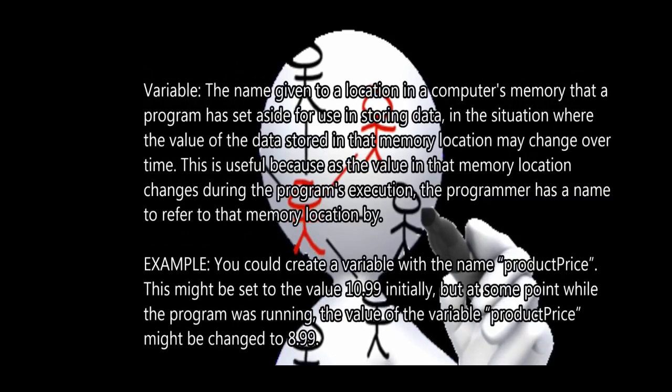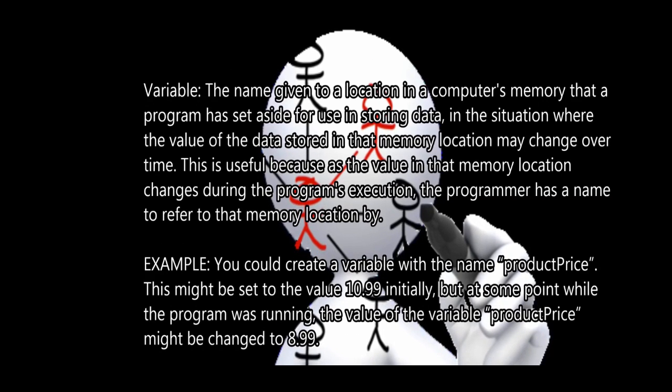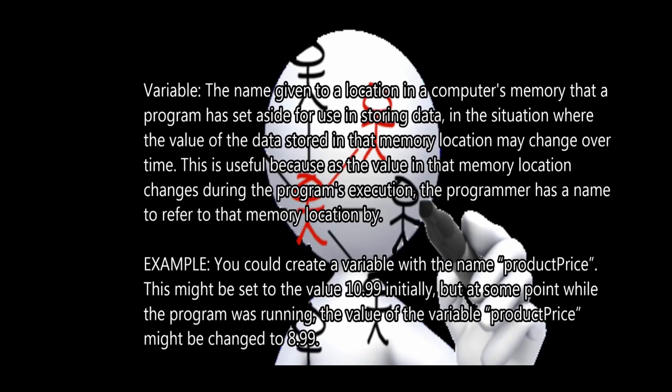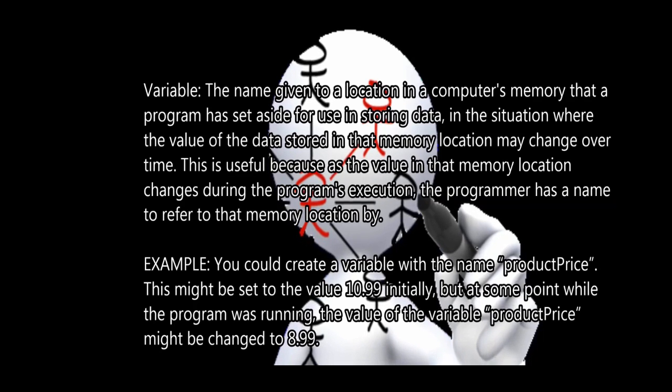Variable, the name given to a location in a computer's memory that a program has set aside for use in storing data, in the situation where the value of the data stored in that memory location may change over time. This is useful because as the value in that memory location changes during the program's execution, the programmer has a name to refer to that memory location by.